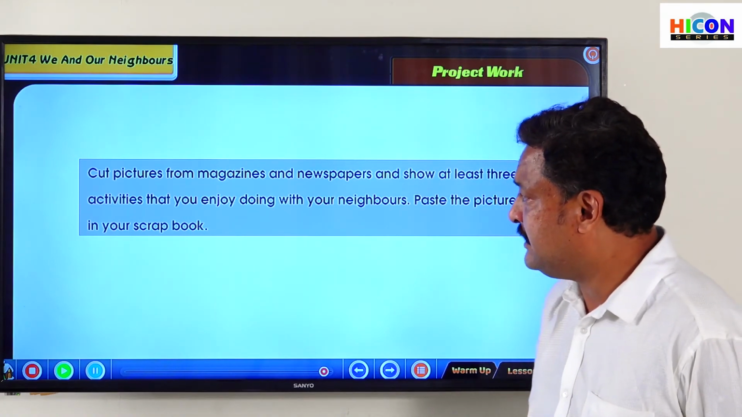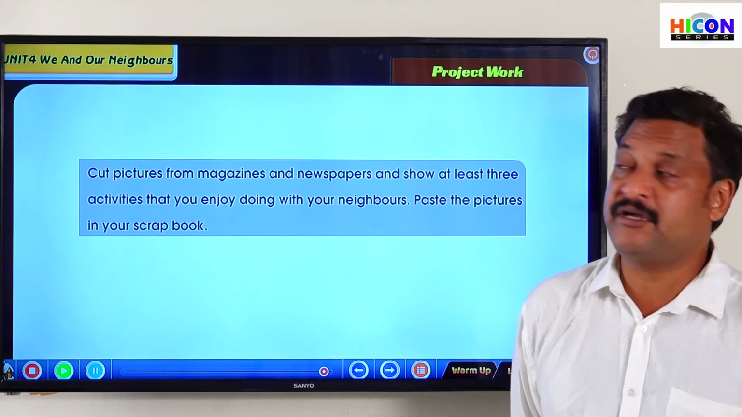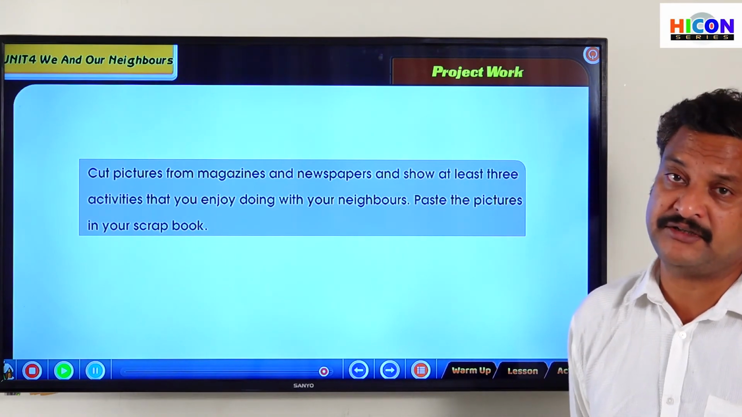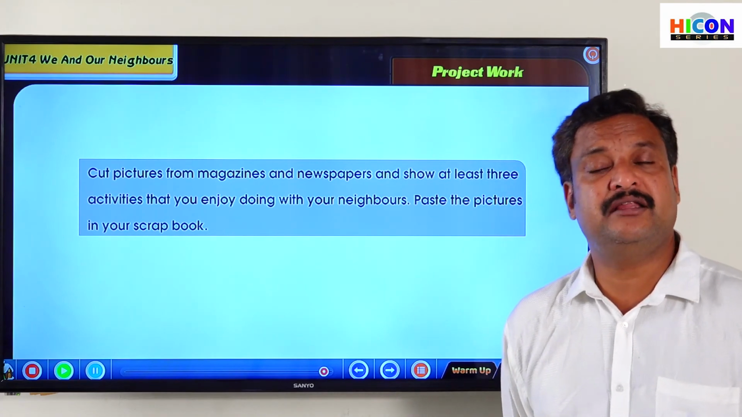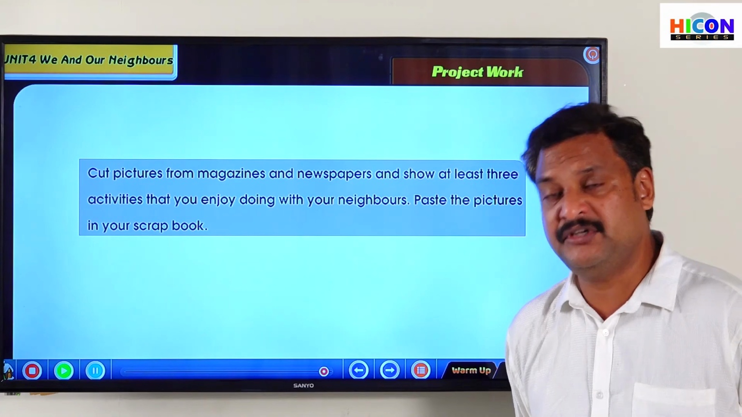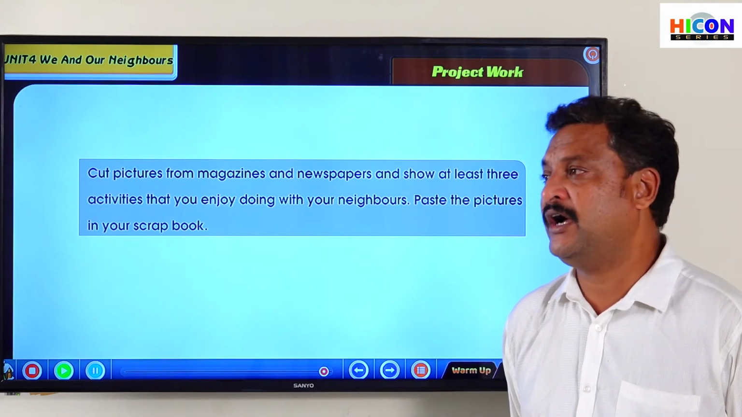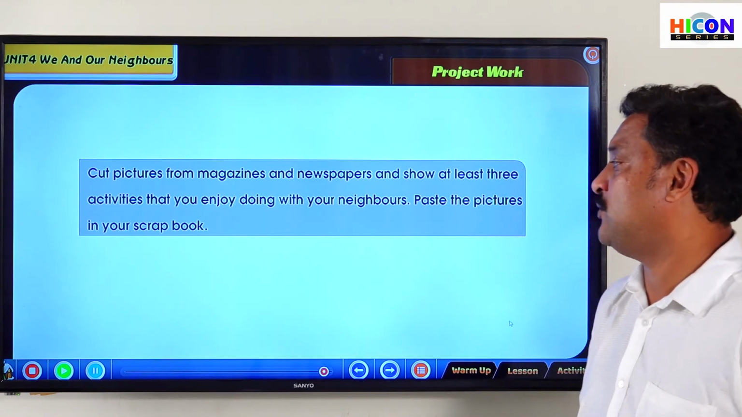Or taking care of some animals. Okay, so you can collect such pictures, cut them, and paste them carefully in your scrapbook, the book which is kept for all these kinds of activities, right? So that is a project work. You need to find the images of what you would like to do with your neighbors, cut the pictures and paste them in a scrapbook. Fine? When you have time, you can do it. We'll go on to the next one.